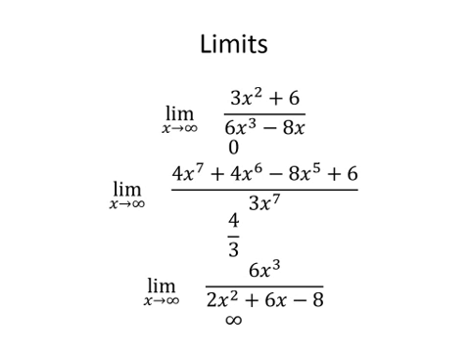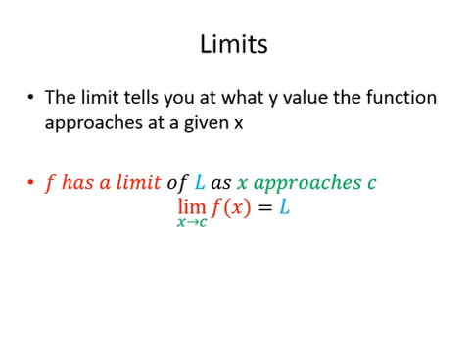Since we didn't have a horizontal asymptote, we have to find it, okay? Usually it's going to be either infinity or negative infinity. So that's basically what a limit is: what happens as we go towards the number that we want to. So again, a limit tells you at what y value the function approaches at a given x. How we would say it is, f has a limit of L as x approaches c, and it would be written as follows: limit as x approaches c of f(x) is equal to L.